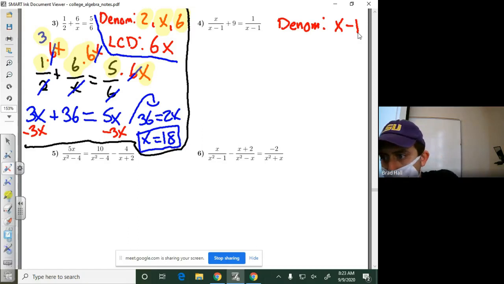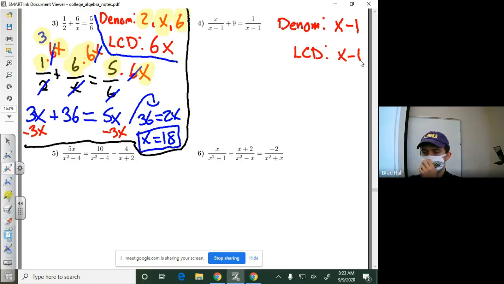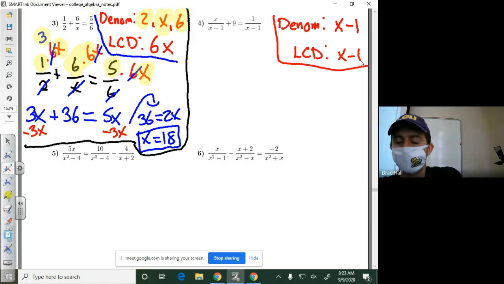So the least common denominator has to be, well, x minus 1. There's really nothing else going on here. There's no collection of denominators that we have to compare together and get a list and find the least common multiple between all of them. Since there's only one, that has to be the least common denominator. There's no competition among the denominators.